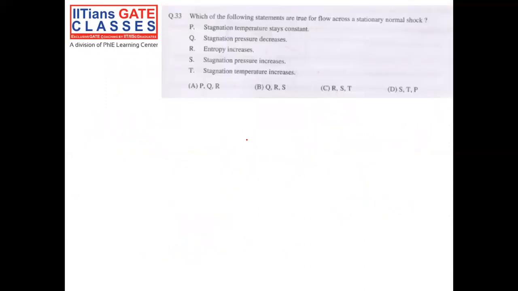Next question. Which of the following statements are true for flow across a stationary normal shock? Stagnation temperature stays constant, stagnation pressure decreases, entropy increases, stagnation pressure increases, stagnation temperature increases. Okay, so if we see the flow across a normal shock, let's assume this is a normal shock and flow is there. So this is the upstream condition of the shock, and this is the downstream condition.